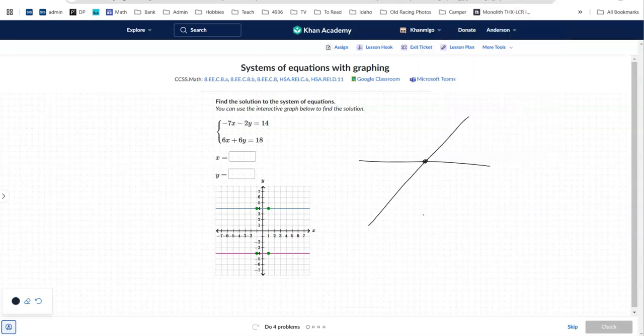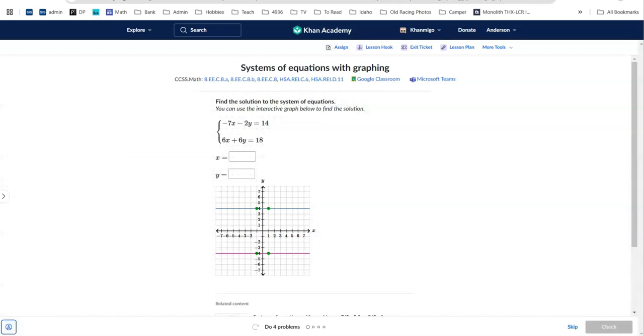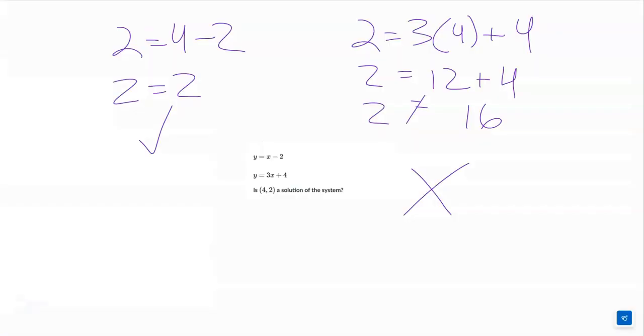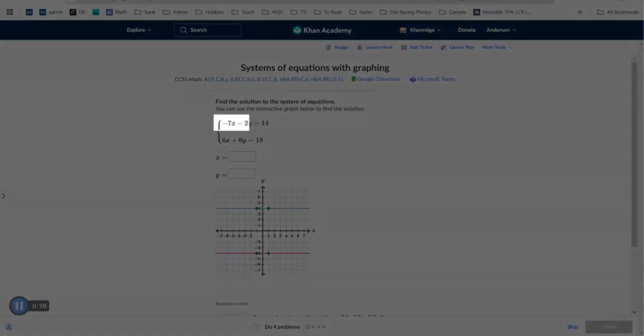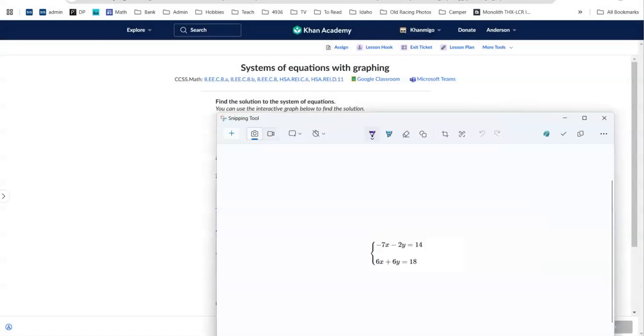Before we get there, we need to set up both of these equations in slope-intercept form so we can easily graph them. So I'm going to do that now. Get in slope-intercept form, then we'll graph them, then we'll find the solution.